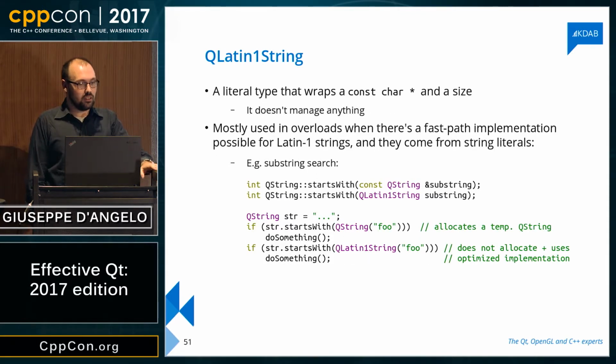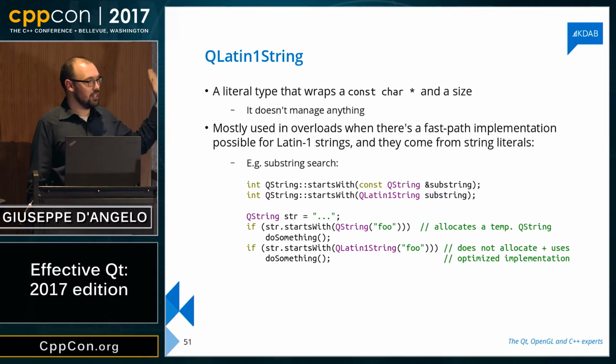How about the third one, QLatin1String? This class is kind of unique in the sense that it is just a thin wrapper around a pointer and a size, and nothing more. It does not manage anything. It's actually a literal type, according to the C++ definition. The reason why this type exists is that we can implement things better when we can do some optimizations related to the fact that we know that a certain char star sequence is a Latin1 string.